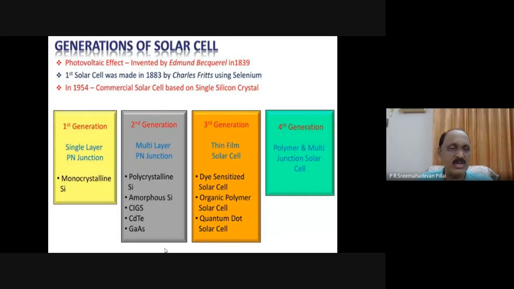Most of the technology was used in the first generation, second generation, third generation, and now we are having the fourth generation solar cells. It is given there in that list. Those who have some specific interest in solar energy can go through it.